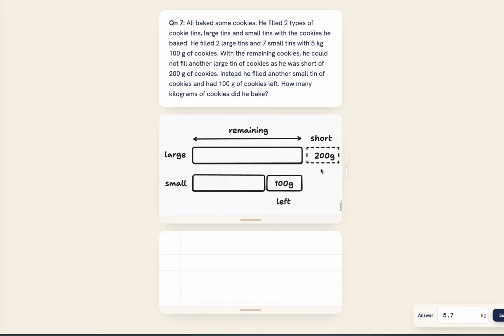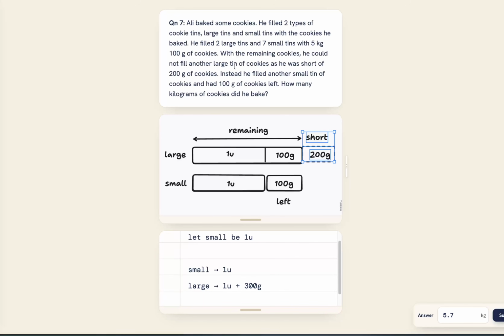So if you were to look closely, we actually can make this small one into 1 unit. And then for the large one over here, since this is 100 grams, that means this over here is also 100 grams. Okay, so we can say let small be 1 unit. So then that means small is equal to 1 unit, and then the large will then be equal to 1 unit plus how much? So if you were to guess 1 unit plus 100, you're not right, because the large one can contain the 100 grams over here. But at the same time, since it says short of 200 grams, it actually can contain 300 grams. So from here, we can actually calculate this.